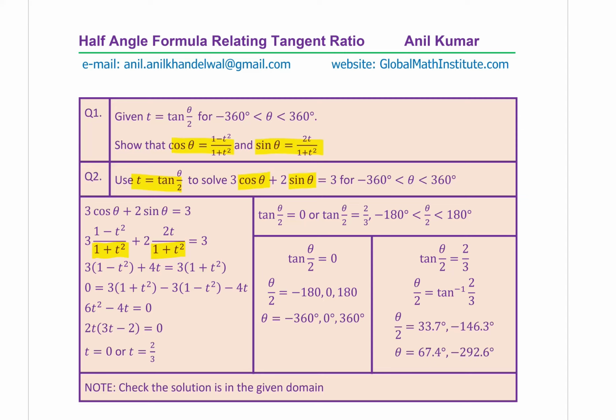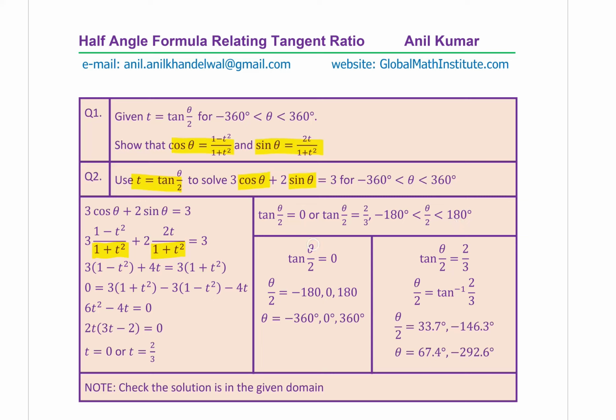Now, what is t after all? Well, t is given to us as tan theta by 2. So tan theta by 2 equals 0 or tan theta by 2 equals 2 by 3, correct? So these are the two equations to solve. Now, theta by 2 should be in the domain of half of plus minus 360, right? So we are looking into this particular domain now, minus 180 to plus 180 degrees for theta by 2.